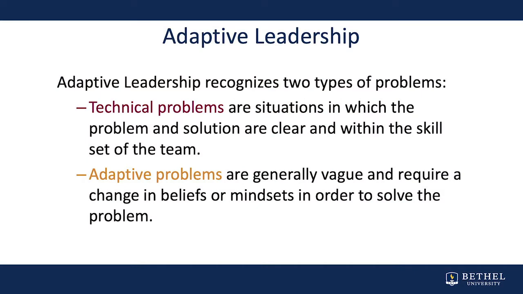Heifetz and Linsky suggest that adaptive leadership creates environments that are more easily innovative and able to adapt to complex change. Adaptive leadership recognizes two types of problems: technical and adaptive. Technical problems are situations in which the problem and solution are clear and within the skill set of the team. Adaptive problems are generally vague and require a change in beliefs or mindsets in order to solve the problem. Adaptive leaders possess the following abilities: high emotional intelligence, organizational justice, leadership development, and a deep sense of character.